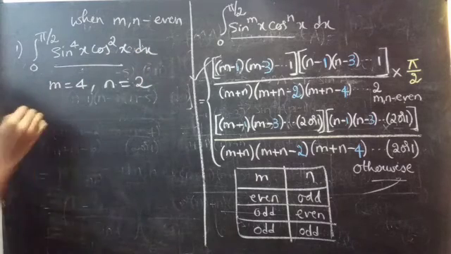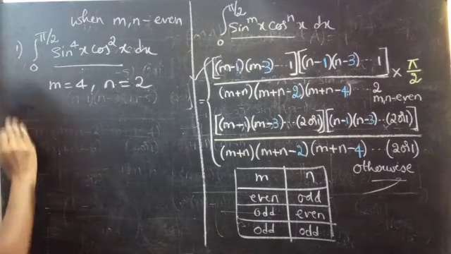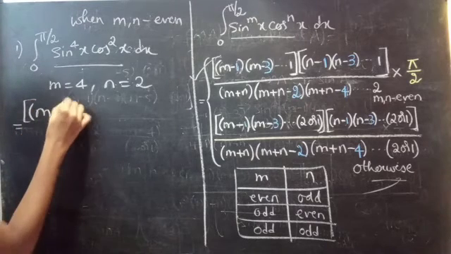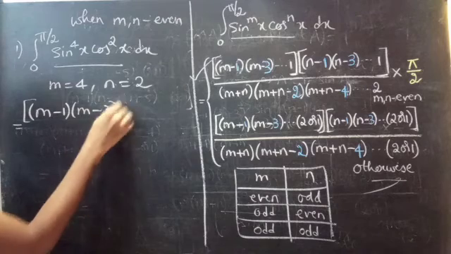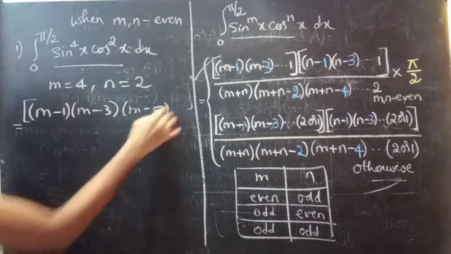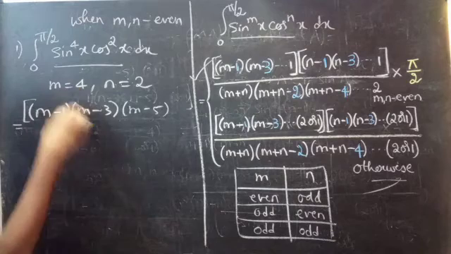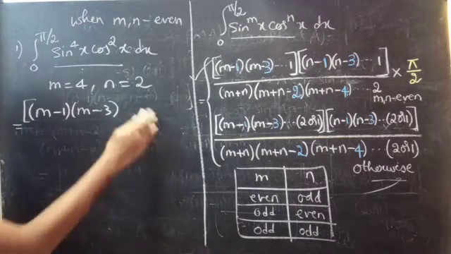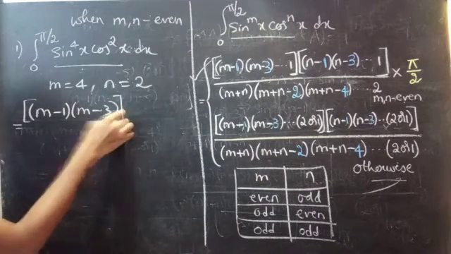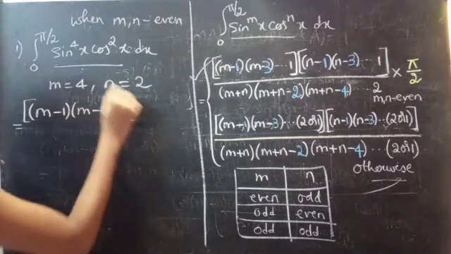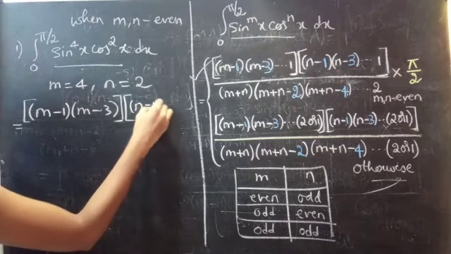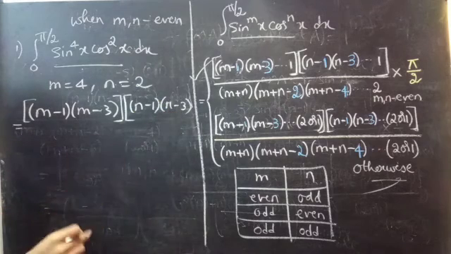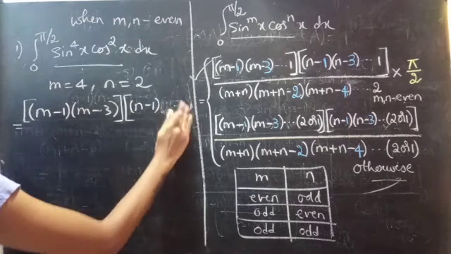Now, how to apply the formula? It is equal to, now for m: m minus 1 into m minus 3. Next you'll get m minus 5, that is 5 which is greater than 4. So you will neglect this because you'll get negative terms here. We need only positive terms. So we'll stop it here. Next, for n: n minus 1. Next you'll get n minus 3, that is 2 minus 3 is minus 1. You'll get minus 1. So you will neglect this also.